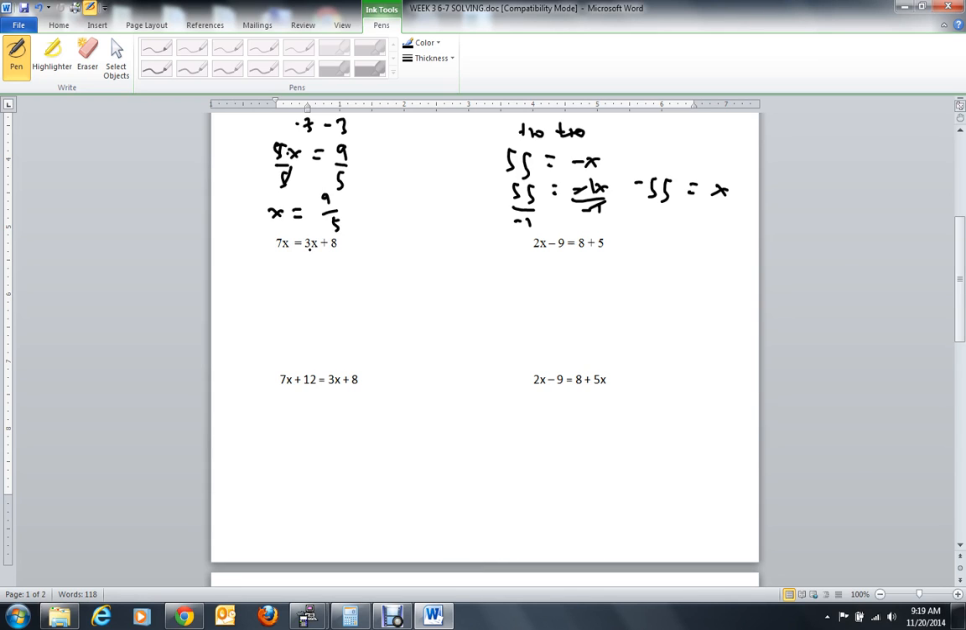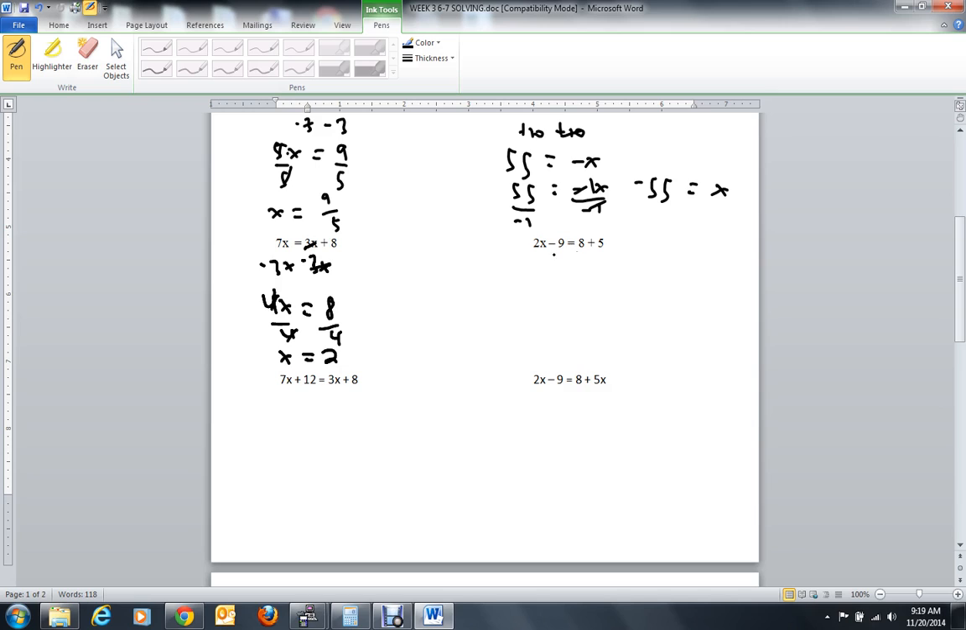I'm not getting rid of the 3. I'm moving the 3x, which means I'm going to do the opposite, which is subtract it. It's a plus 3x, so I'm doing minus 3x. And once you do one side, do the other. Those cancel, leaving an 8 on the right side, and 7x minus 3x is 4x. Now that it's multiplication, I'm going to use division, and we get x equals 2.